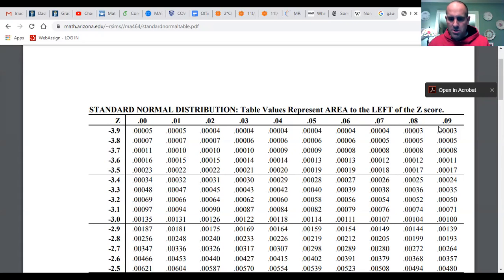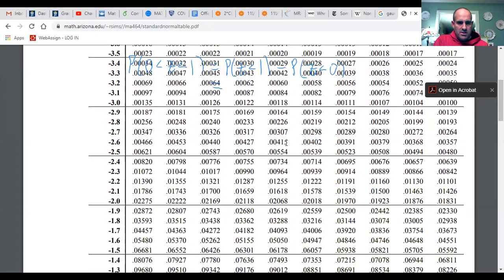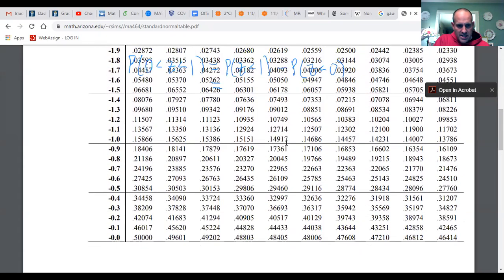So we wanted to compute, if you will recall, the probability that 0 is less than z is less than 1. Well, isn't that the same thing as the probability that z is less than 1 minus the probability that z is less than 0? Okay, and I can look up both of those in here. Where is the probability that z is less than 1? Well, I'm going to have to go all the way down here.